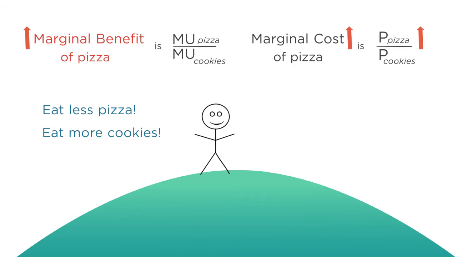So looking at the marginal benefit as the ratio of marginal utilities, we see that shifting from pizza to cookies leads the numerator, the marginal utility of pizza, to rise, while the denominator, the marginal utility of cookies, falls, so that the overall ratio rises. The marginal benefit of pizza is rising to match its higher marginal cost.